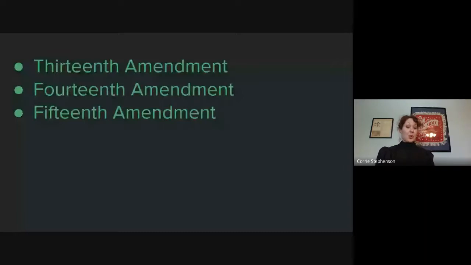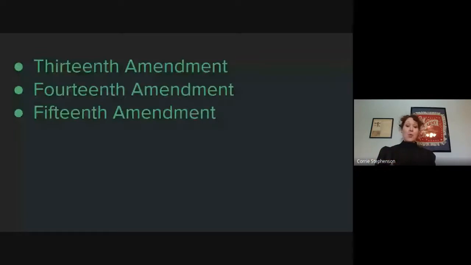So we have now put something in our Constitution saying people cannot be property, with the exception of that little loophole. The 14th Amendment is equally important. The 14th Amendment outlines really what it means to be a citizen of the United States and what rights you have with regards to the law. So this has our due process of the law clause in it.